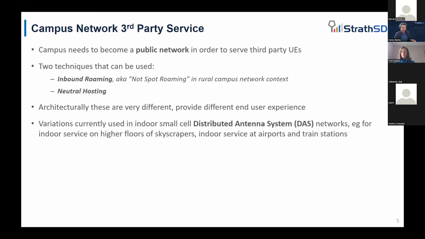We've also got variations of these two technologies, which are used for indoor small cell distributed antenna DAS systems, which are used in the likes of the higher floors of skyscrapers in Canary Wharf, and indoor service at airports and train stations. But we'll ignore DAS for now because it's slightly different.